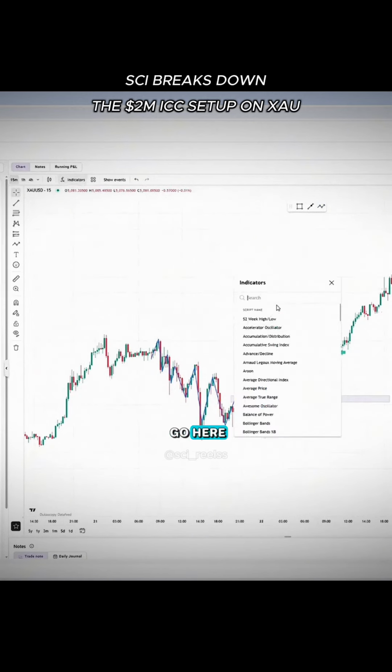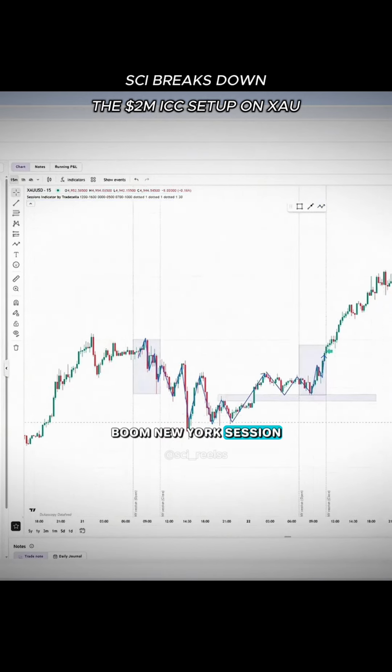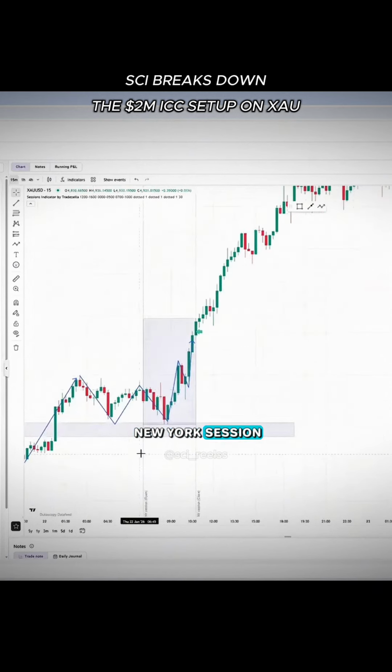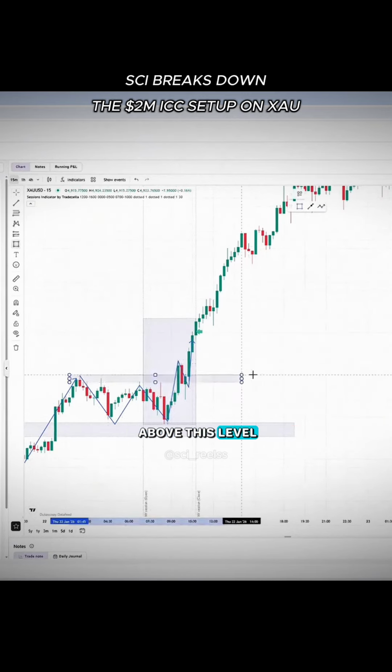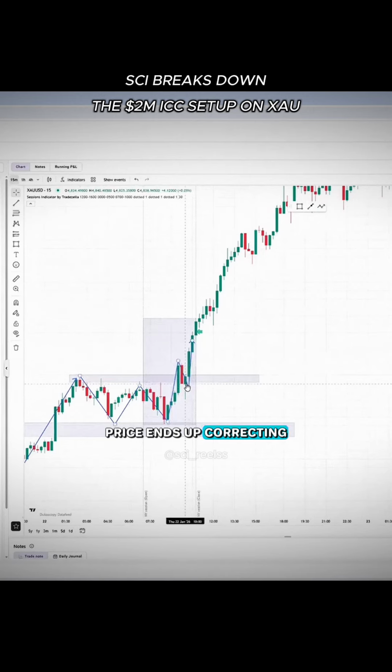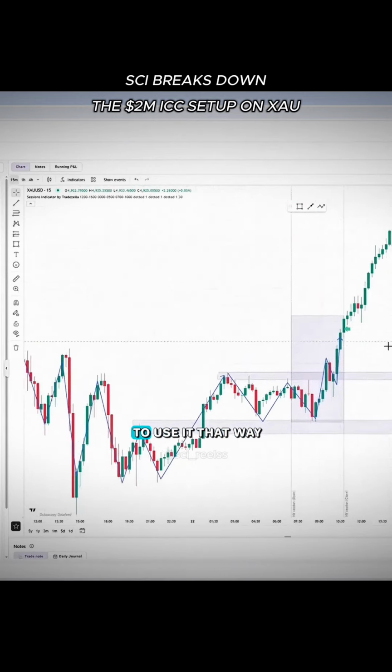I'm pretty sure we go here, sessions, boom, New York session. As you can see, all of this was a New York session. So New York opens right around, this is 7, 8, 9 o'clock right here. So New York opens right around here. As you can see, the volume starts to kick in, price starts to make that push. It ends up breaking above this level, and that's our indication. Price ends up correcting under this level, and then we're back above here. So if you want to use it that way, you can.